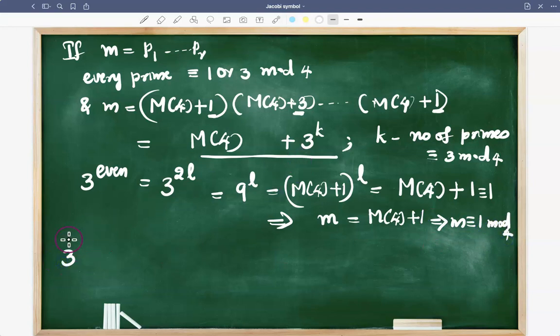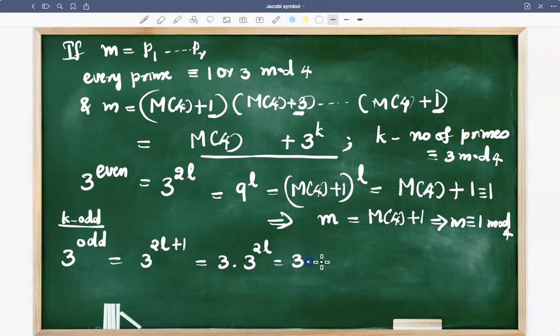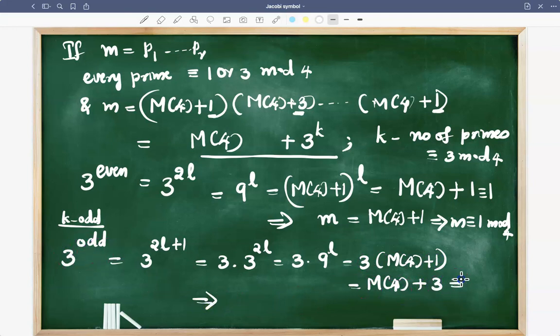And when k is odd, then 3 raised to an odd number can be expressed as 3 raised to 2l plus 1, and this can be expressed as 3 into 3 raised to 2l, and that will be 3 into 9 raised to l. We already know that 9 raised to l is of the form multiple of 4 plus 1, and this will be equal to a multiple of 4 plus 3 into 1, which is 3. Hence, in this case, 3 raised to k is congruent to 3. So, small m will be congruent to 3 modulo 4.